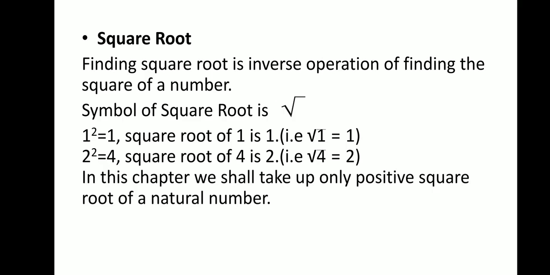Now, in this chapter, we shall take up only positive square root of a natural number. What does it mean? For example, square root of 9 is equal to 3 and not minus 3. Why are we saying so? Because 3 square is 9 and minus 3 square is also 9. But here in this chapter we need to take up only positive square root of natural number.